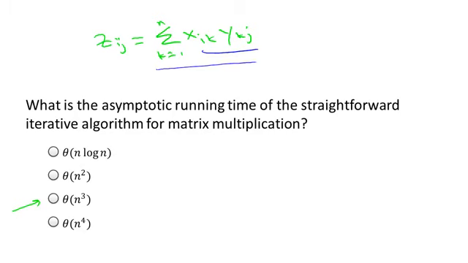And so then to compute Zij, we just have to add up these n products. So that's going to be theta of n time to compute a given Zij, and then there's n squared entries that we have to compute. There's n choices for i, n choices for j, so that gives us n squared times n, or cubic running time overall for the natural algorithm, which is really just a triple for loop which computes each entry of the output array separately using the dot product. So the question, as always, for the keen algorithm designer is, can we do better? Can we beat n cubed time for multiplying two matrices?